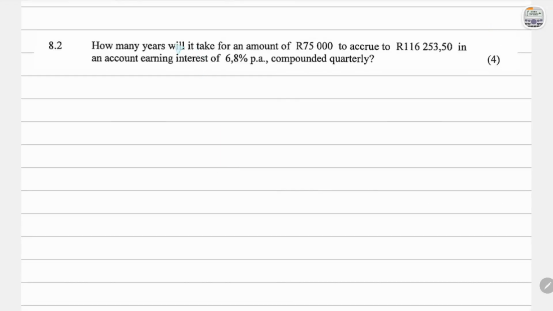Question 8.2 says, how many years will it take for an amount of 75,000 Rand to accrue to 116,253.50 cents in an account earning an interest of 6.8% per annum compounded quarterly? Okay, so this is clearly compound interest growth. So the amount starts at 75,000. So the formula would be A equals P times (1 plus i) raised to the power of n. Money is being invested and then it grows to this amount.